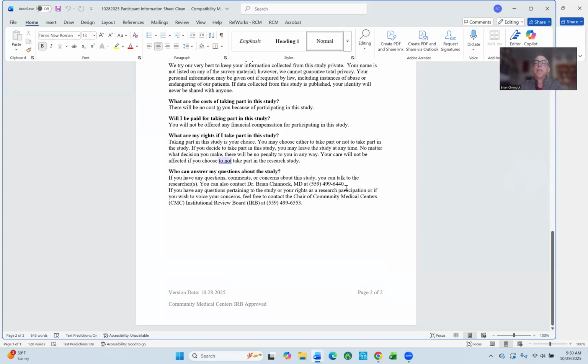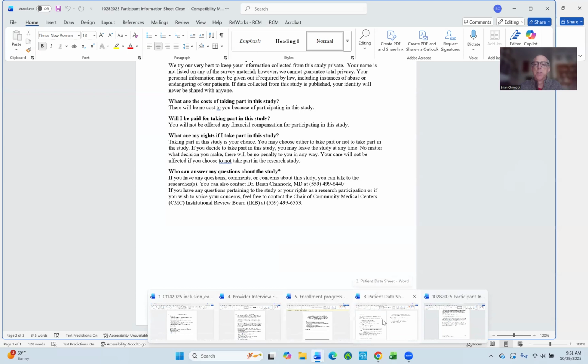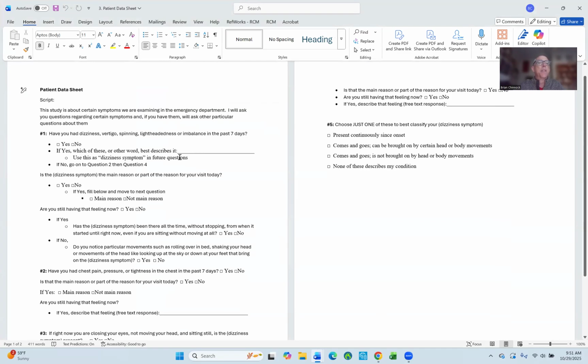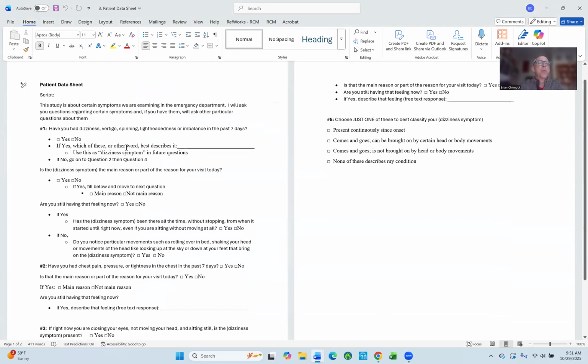The idea is you get better at this. You can run through this more briefly and answer any questions they have. And next would be to administer the study to the patient. And again, this is sort of a general script here.